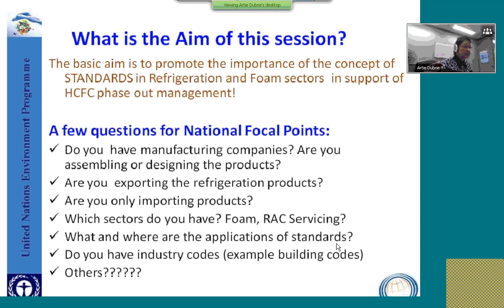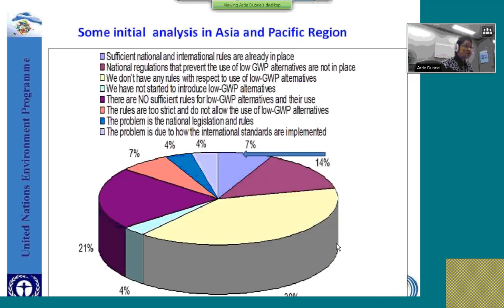And again, there is no set mechanism, there is no set procedure. Each is a country-specific situation on how you address this and what your needs are in addressing this specific area of requirements now in your HCFC phase-out management system.